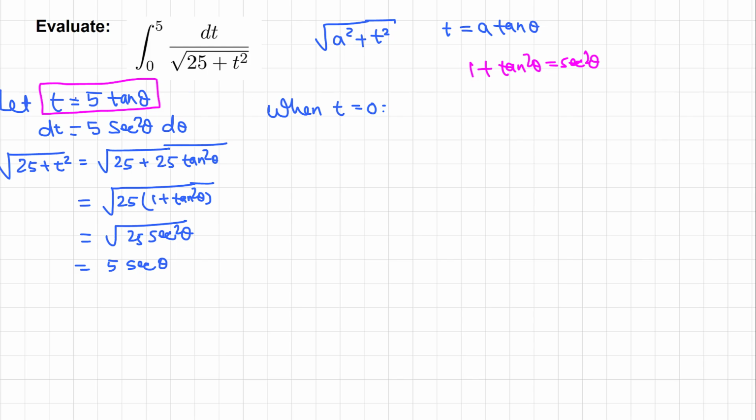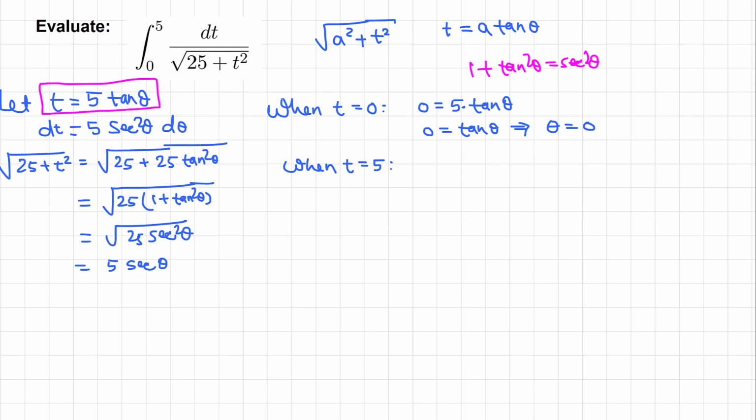So t equals 0 means 0 equals 5 tangent theta. We are trying to get theta, so divide by 5: 0 equals tangent theta. Now we need to find the angle theta whose tangent equals 0. That angle is 0. Tangent of 0 is 0. In the same way, the upper limit t is 5.